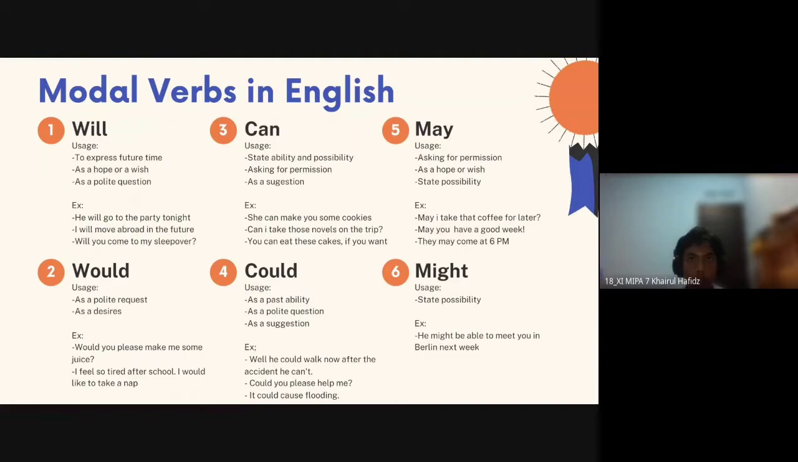The usage of could is for past ability, as a polite question, and also as a suggestion. Example: he could walk now after the accident. Could you please help me?